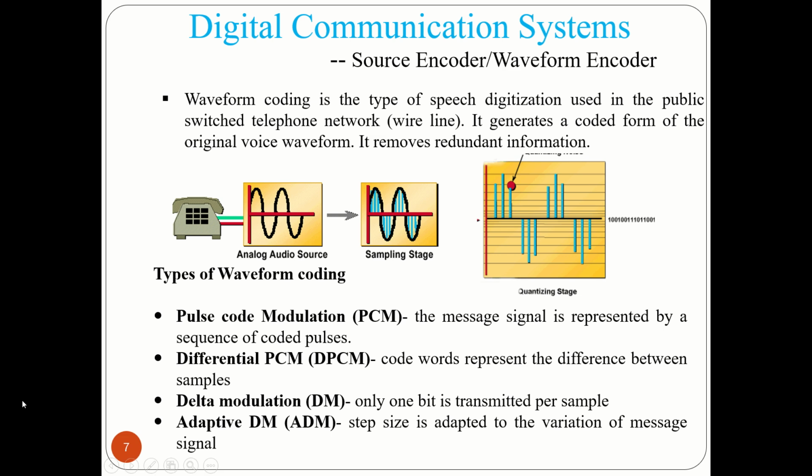pulses. In differential pulse code modulation, the samples are compared and the difference between the samples will be sent as codes. In delta modulation, only one bit will be transmitted per sample. In adaptive delta modulation, we can change the data based on the step size.